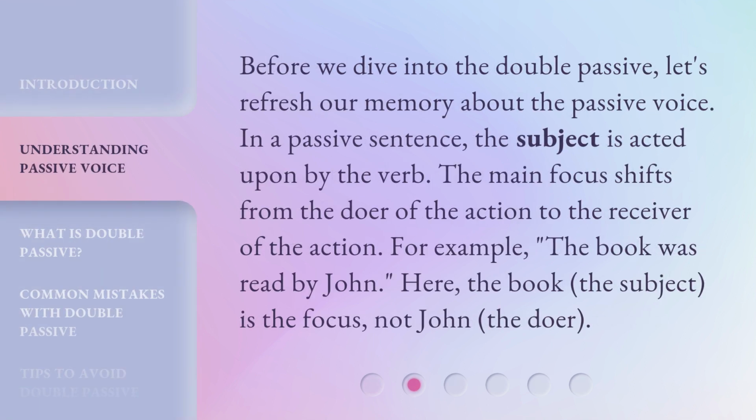Before we dive into the double passive, let's refresh our memory about the passive voice. In a passive sentence, the subject is acted upon by the verb. The main focus shifts from the doer of the action to the receiver of the action. For example, the book was read by John. Here, the book, the subject, is the focus, not John, the doer.